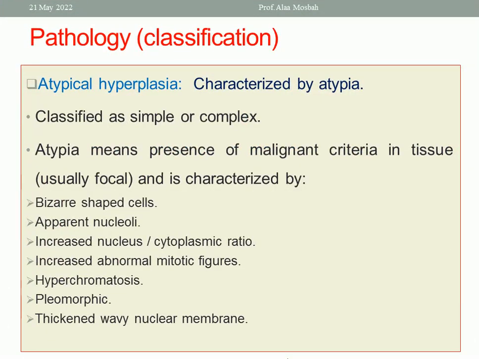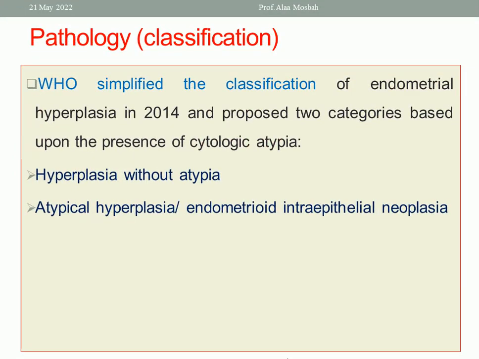Atypical hyperplasia is very important and is characterized by atypia and classified as simple or complex. Atypia means the presence of malignant criteria in tissue and is characterized by bizarre shaped cells, increased nuclear cytoplasmic ratio, apparent nucleoli, increased abnormal mitotic figures, hyperchromatosis, and polymorphic nuclei with irregular nuclear membrane. But as I mentioned before, the WHO updated this classification into two categories: hyperplasia without atypia and atypical hyperplasia or endometrioid intraepithelial neoplasia.